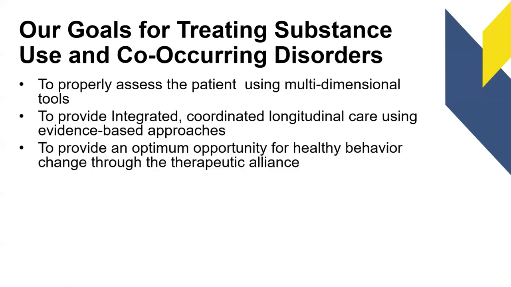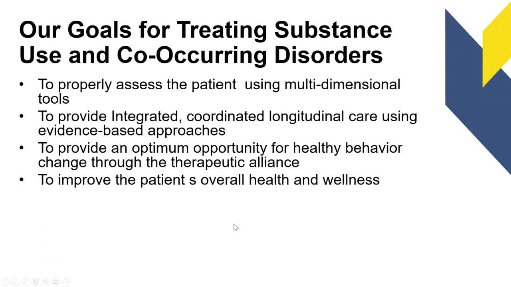To provide an optimum opportunity for healthy behavior change through this therapeutic alliance. And again, that therapeutic alliance is something I want to touch on as we talk about rapport building and connecting with our patients in that therapeutic dyad. Also, to keep in mind, to improve the patient's overall health and wellness. We're going to revisit this topic several times, but to tip my hand a little bit, when we're talking about treating a patient with a substance use disorder, I really want you to think of their substance use, whether it be a narcotic or cannabis or alcohol or any combination, as a symptom.